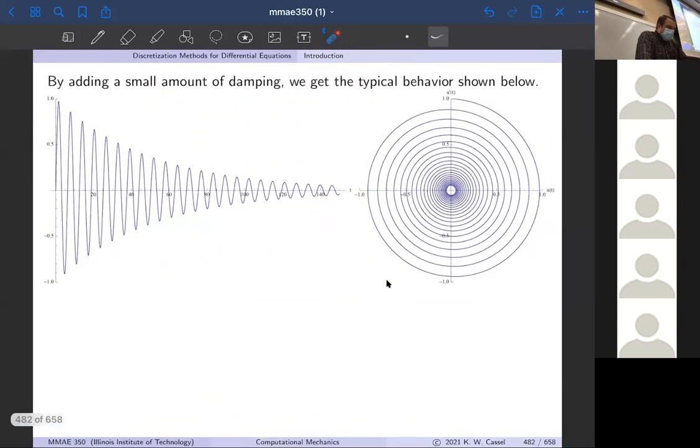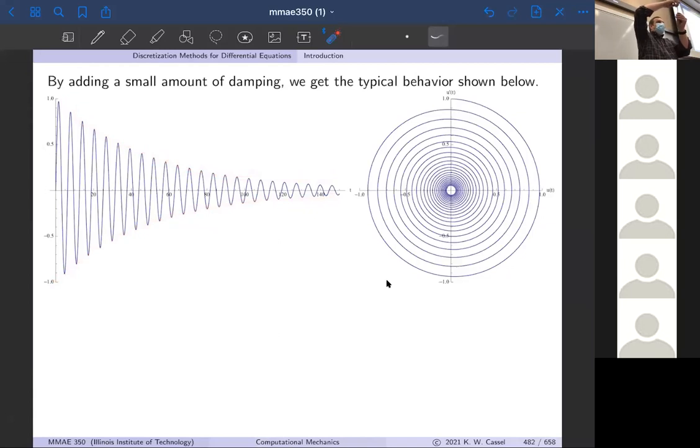Now let's upgrade it with some damping. I'm just going to turn on the D, add a little bit of damping, still no forcing, still no nonlinearity. And you can see now, as you'd expect, the amplitude of oscillation decreases with time because now you have friction.